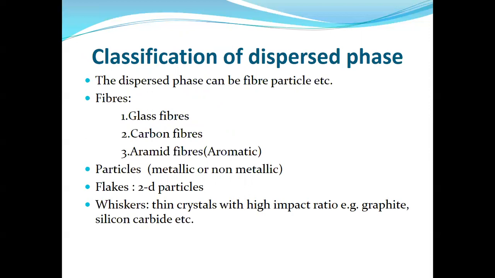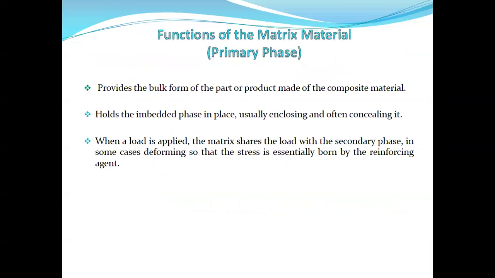Then classification of dispersed phases. The dispersed phase can be fiber, particle, etc. Fibers means glass fiber, carbon fiber, and aramid fibers. Particles means metallic or non-metallic. Flakes means 2D particles. Whiskers are thin crystals with a high aspect ratio. Examples: graphite, silicon carbide.